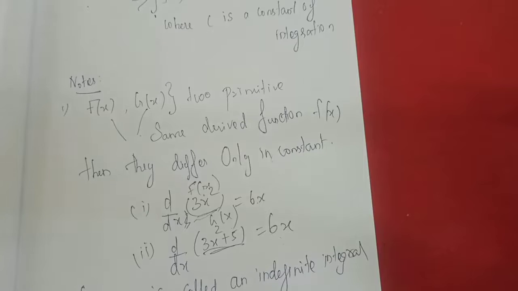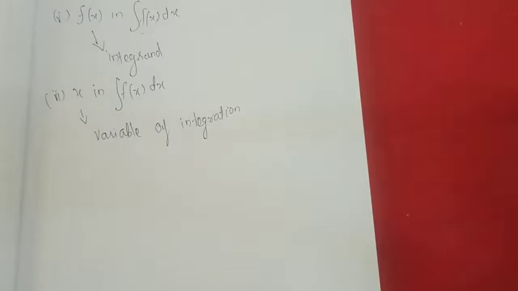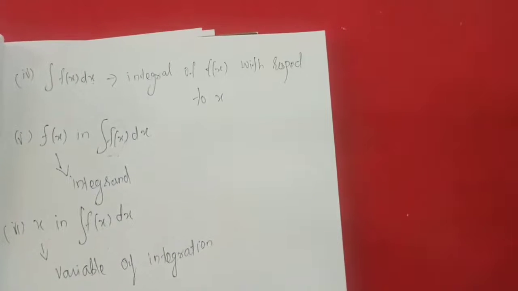Then the integral of f of x dx is called the indefinite integral. If there is a limit, we call that a definite integral. How do you notate integration? The symbol is an elongated S, which means summation. That's the symbol for integration. Then the integral of f of x dx is the integral of f of x with respect to x.